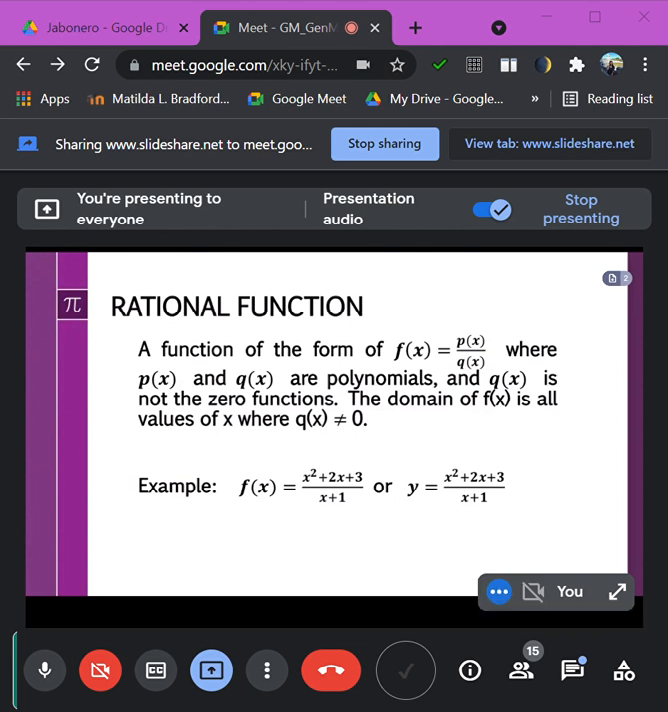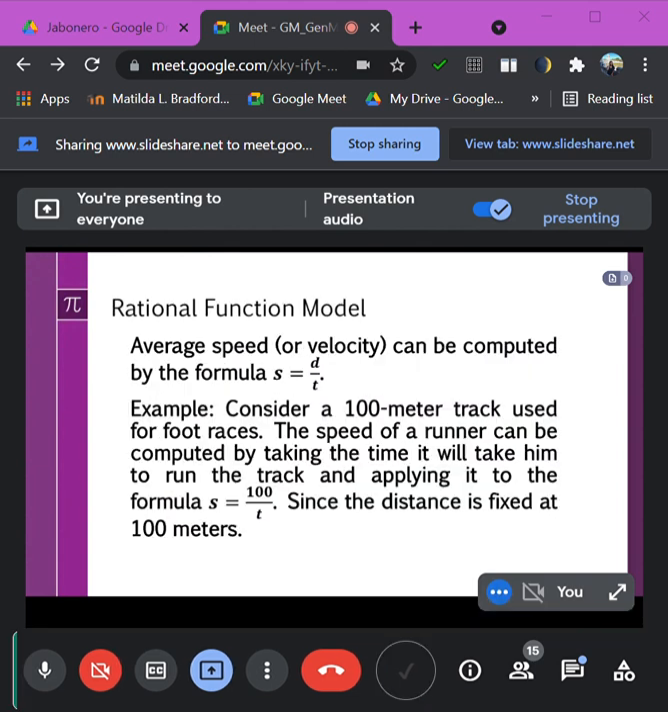So we discussed that one last week already. So we have here some representations of our rational function. So here, as you can see, it is a problem. So how are we going to represent this problem? So we have an average speed or velocity can be computed by the formula S is equals to D over T, or distance over time. So this one is in your physics already.